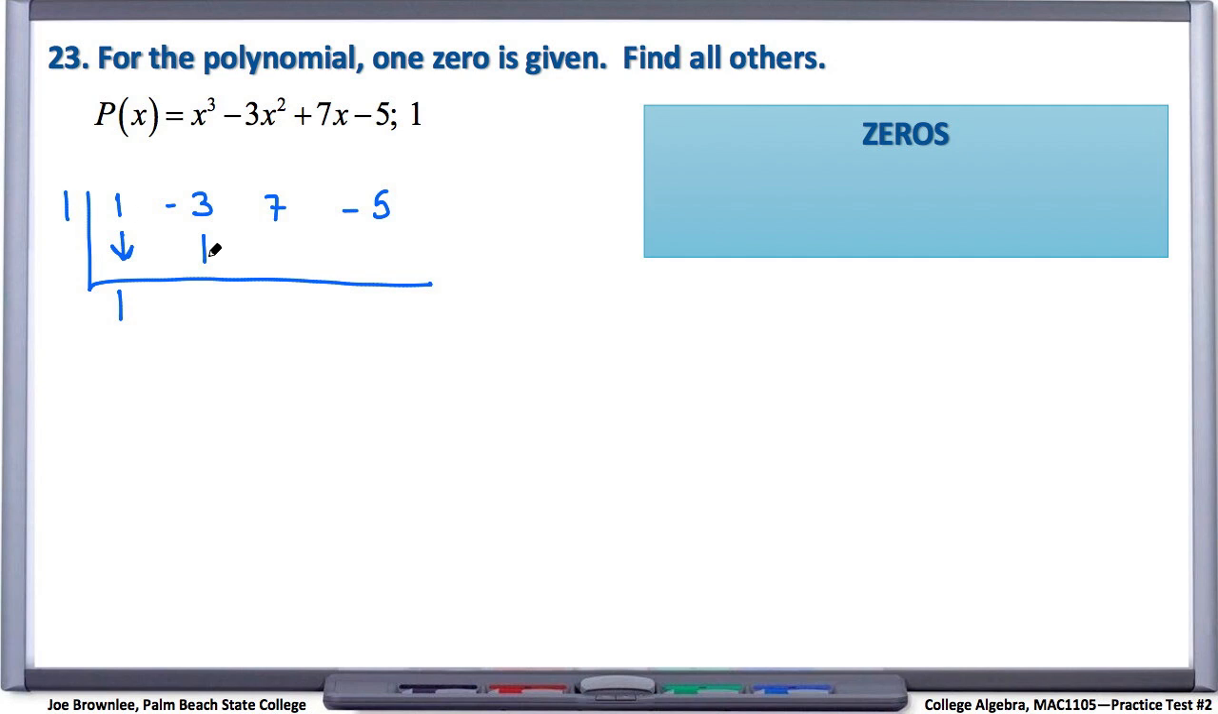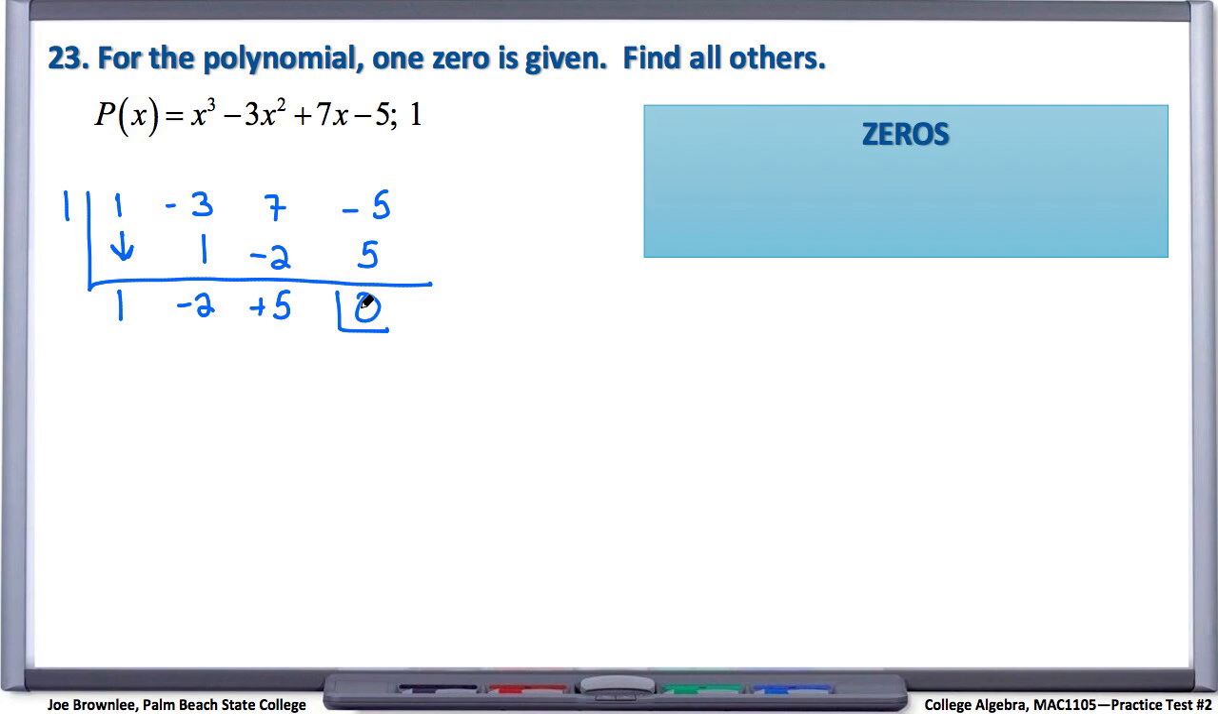1 times 1 gives us 1. If we add vertically, negative 3 plus 1 gives us negative 2. 1 times negative 2 gives us negative 2. Adding vertically, 7 plus negative 2 gives us positive 5. Multiplying, we get positive 5. And when we add vertically for the last time, we get 0.